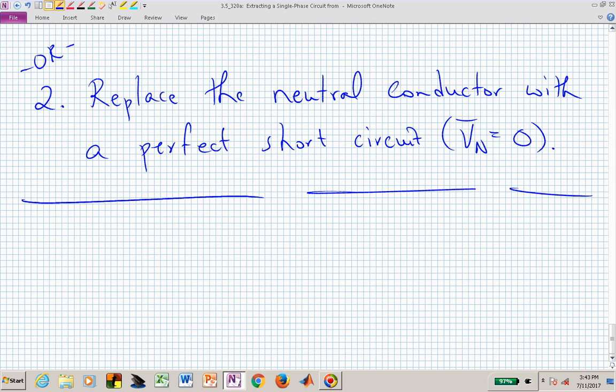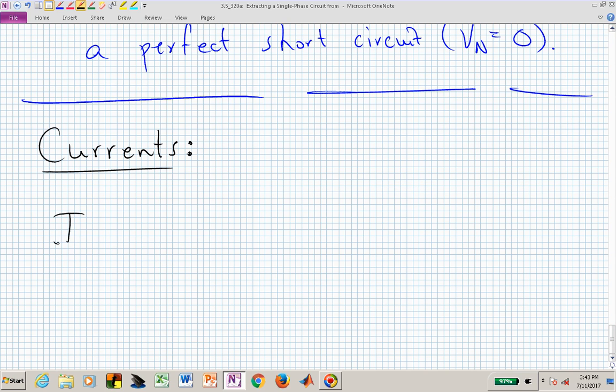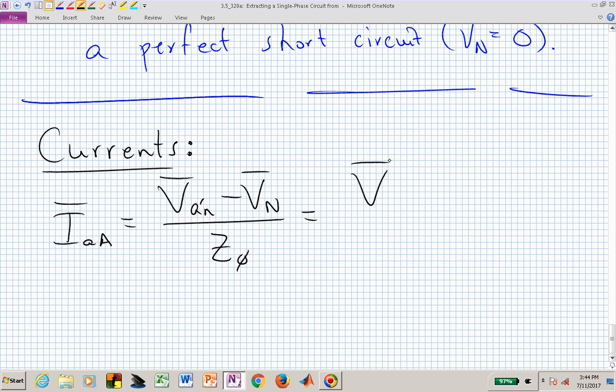And now we can do a little bit more analysis. What if we wanted to look at the currents that we have? Suppose we now look at I sub AA, the transmission line current, or the A phase line current. That was V sub A prime N minus V sub N over Z sub phi. But now if V sub capital N is 0, we might as well just write that as V sub A prime N over Z phi.